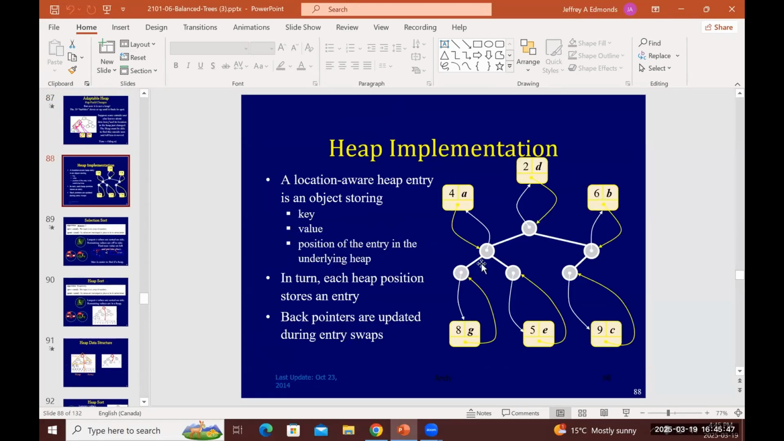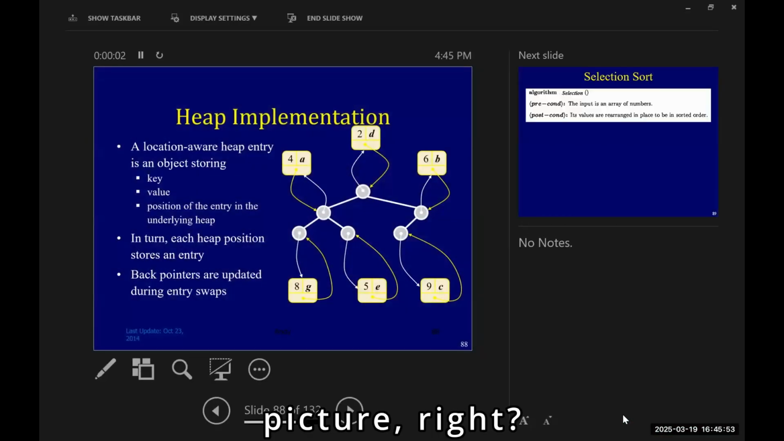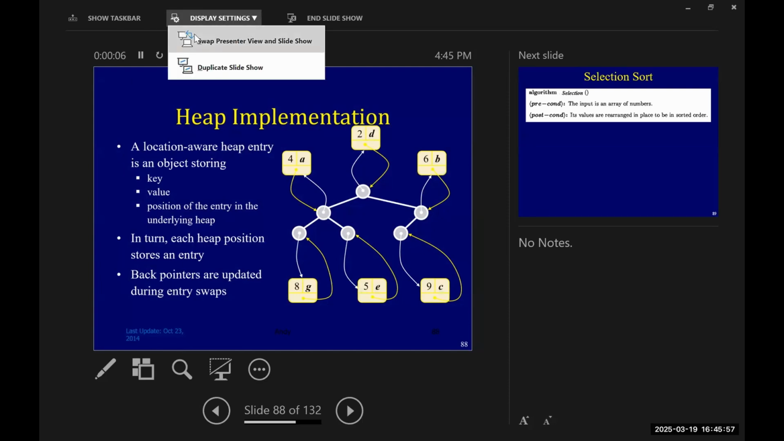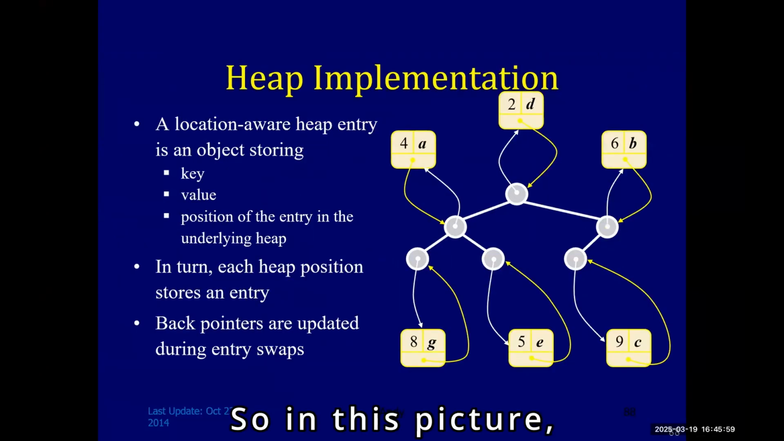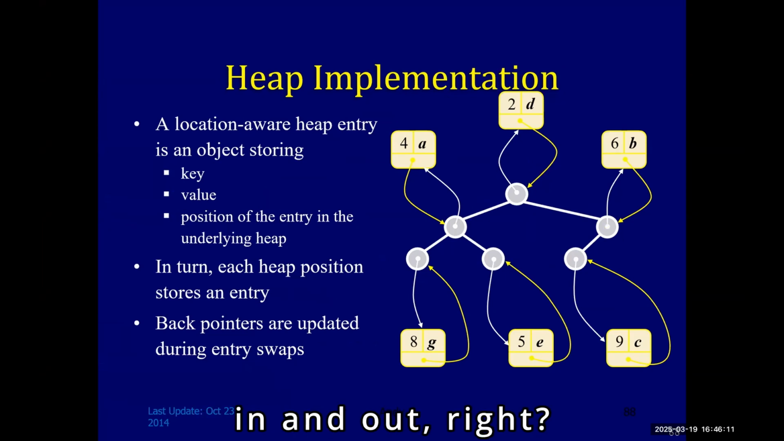All right, so here's kind of the picture. In this picture, the gray is the heap actually stored in an array, and you see the outside world is pointing in and out. Right? Does that make sense? Everybody good with that?